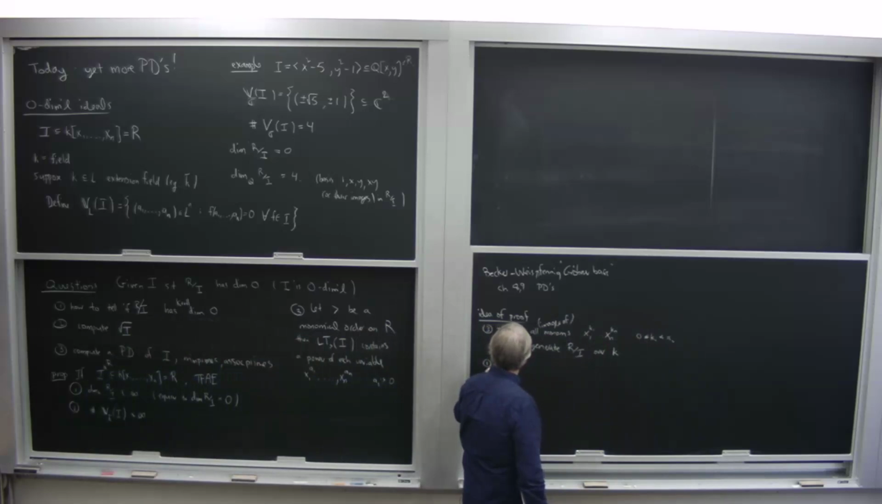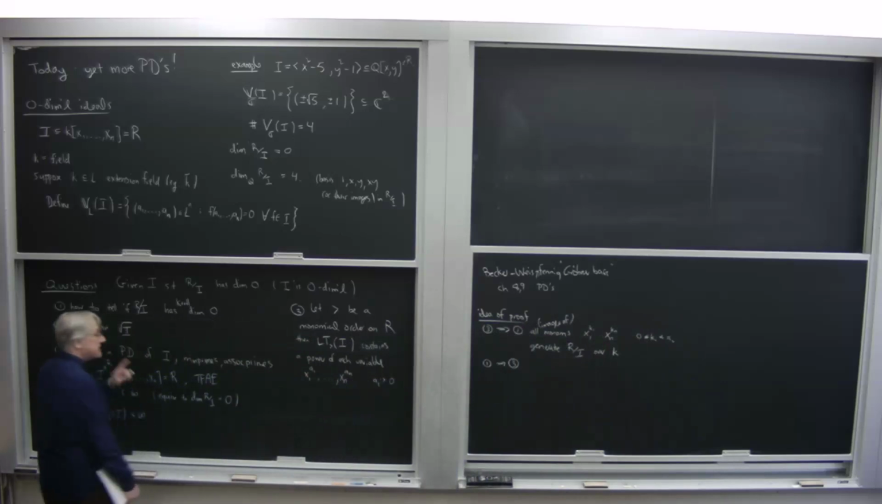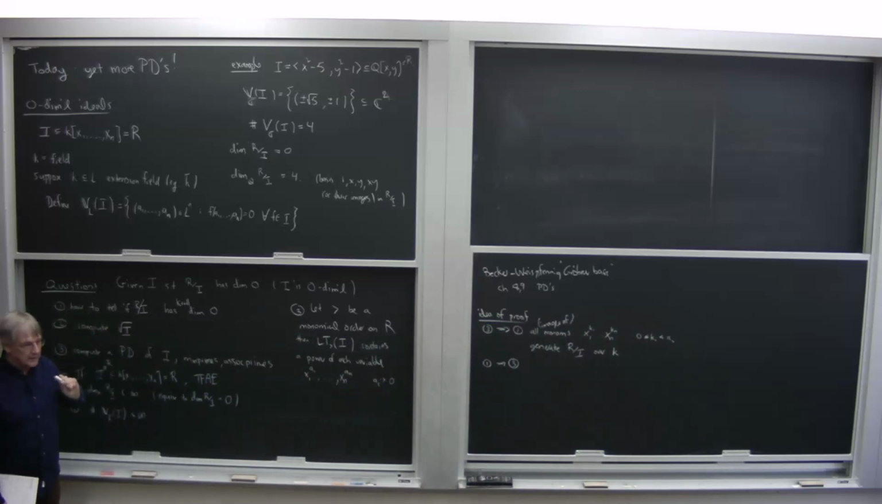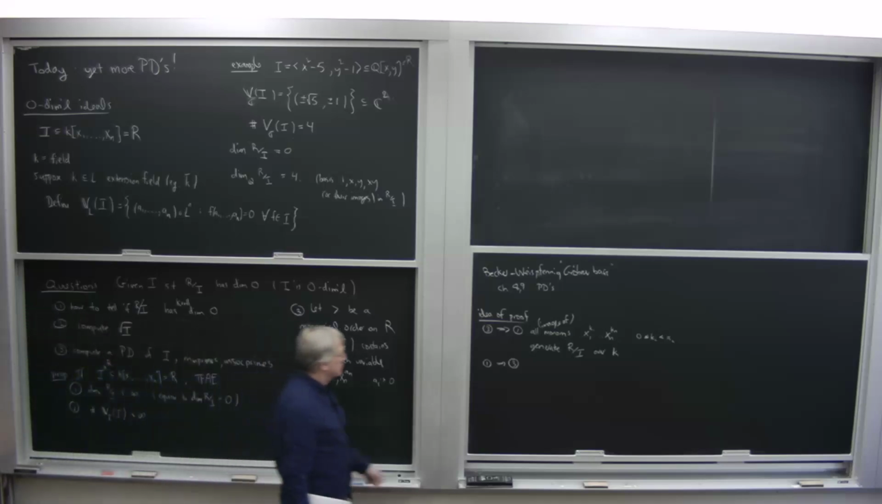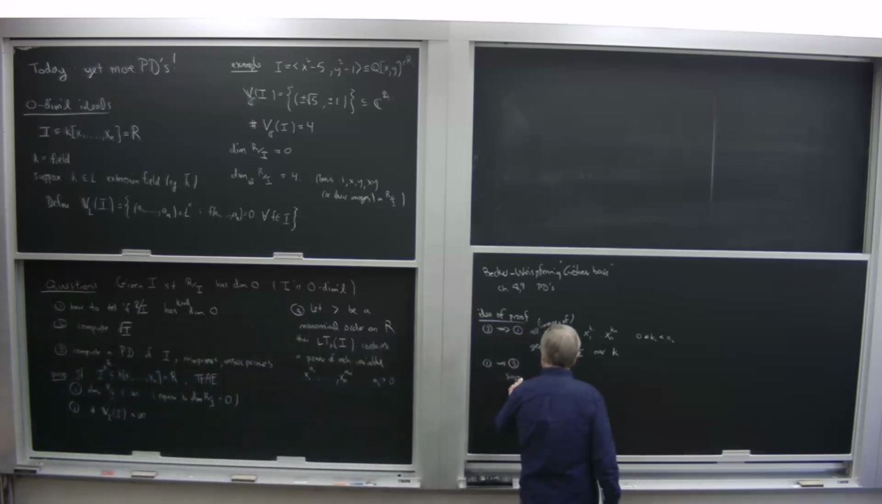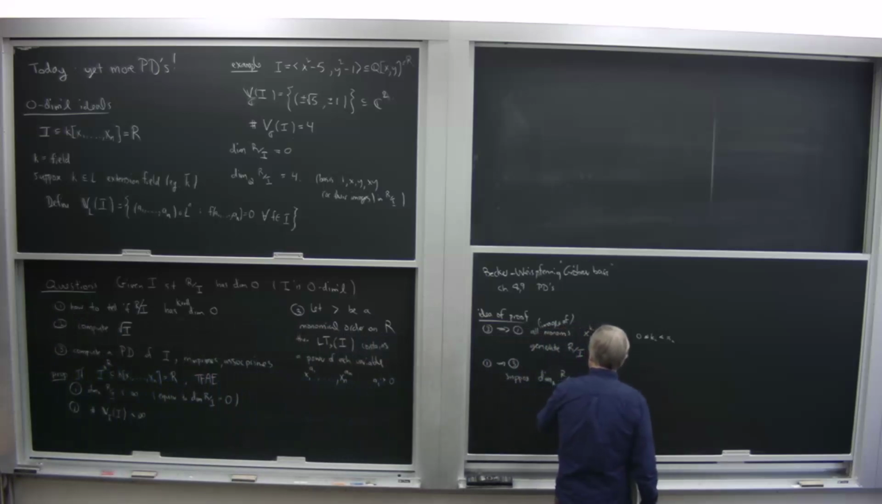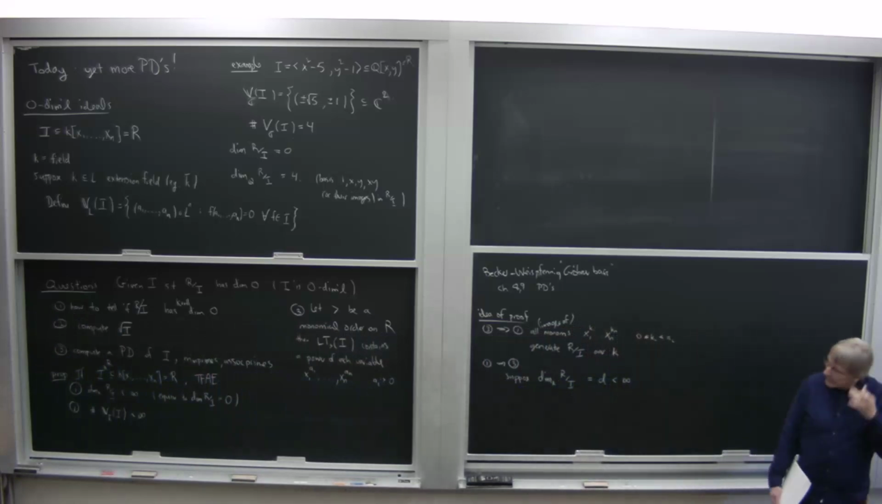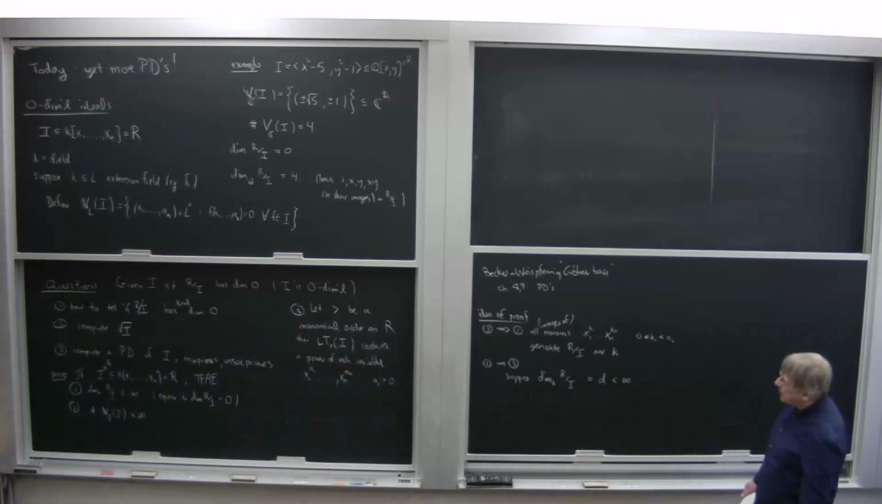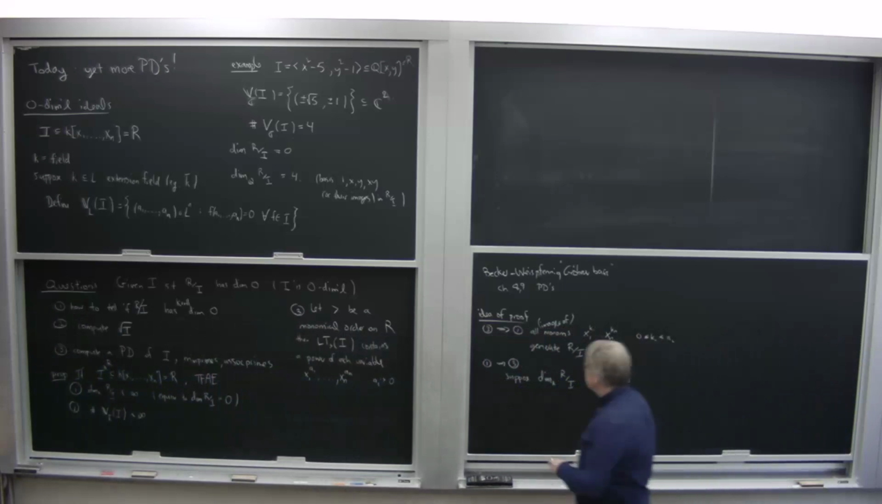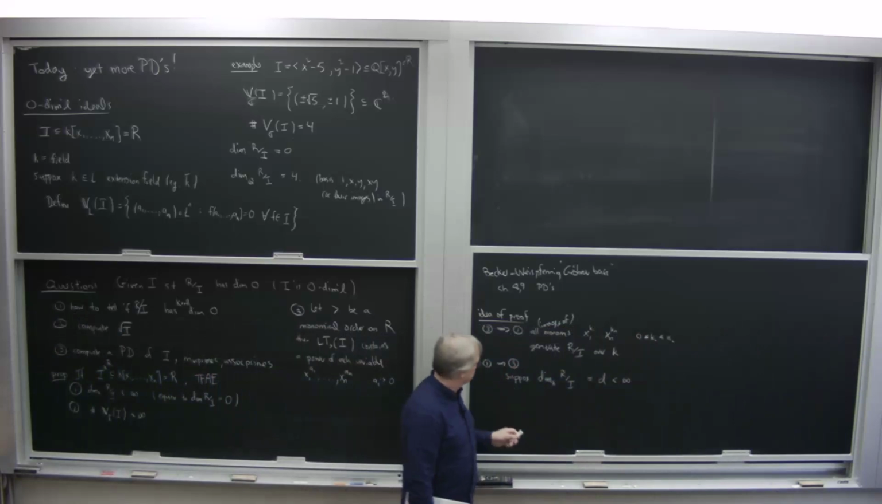How about 1 implies 3? Now this is a very cool thing that's going to happen here. Suppose that we have that this is finite. So suppose the dimension over k of R mod I is equal to d, which is finite. It's probably pretty easy to immediately show that there has to be something in there, but here's a really good way to do it.